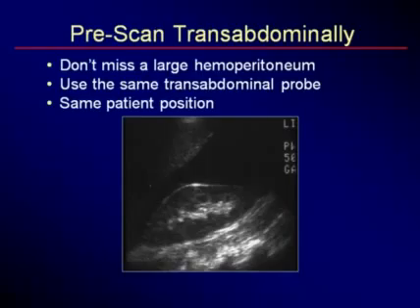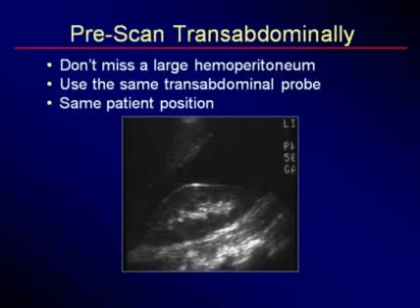We don't want to miss a large hemoperitoneum. When you have this pre-scan, you just take the same probe and slide it up under the ribs. This was a patient with a ruptured ectopic and had a very large amount of a hemoperitoneum in the right upper quadrant. We don't change the patient's position. We don't change the probe. We just slide it up under the ribs.